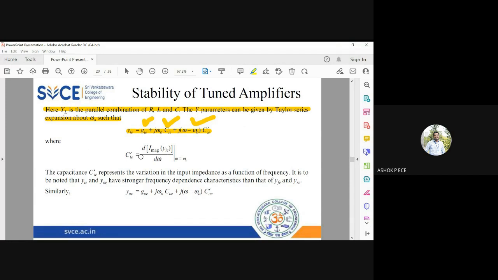So similarly, I wrote the expression for input admittance Y_IE. Similarly, I also write the expression for output admittance Y_OE. Same way, Y_OE is equal to G_OE plus j omega naught C_OE plus j (omega minus omega naught) into C dash OE. So this is going to be the expression for the Taylor series for the output admittance.